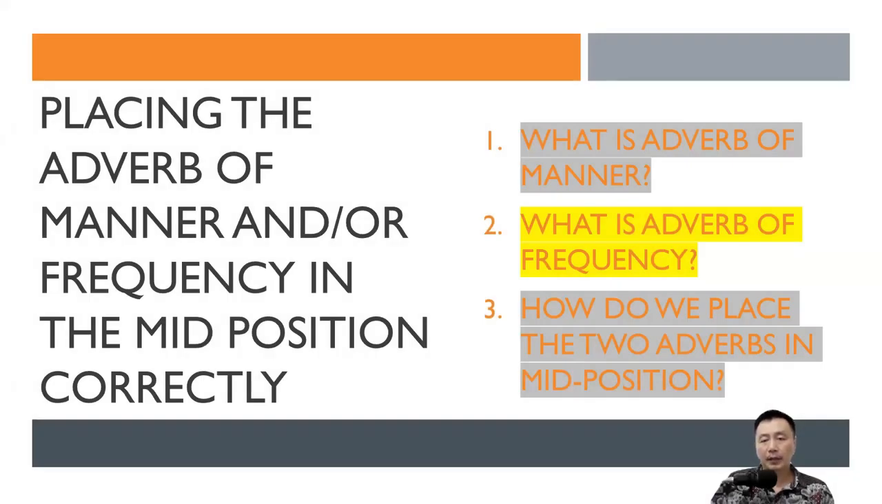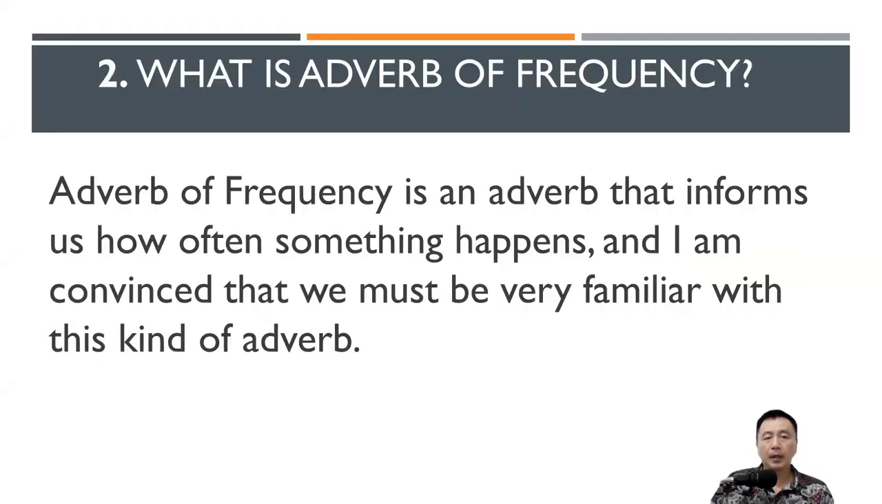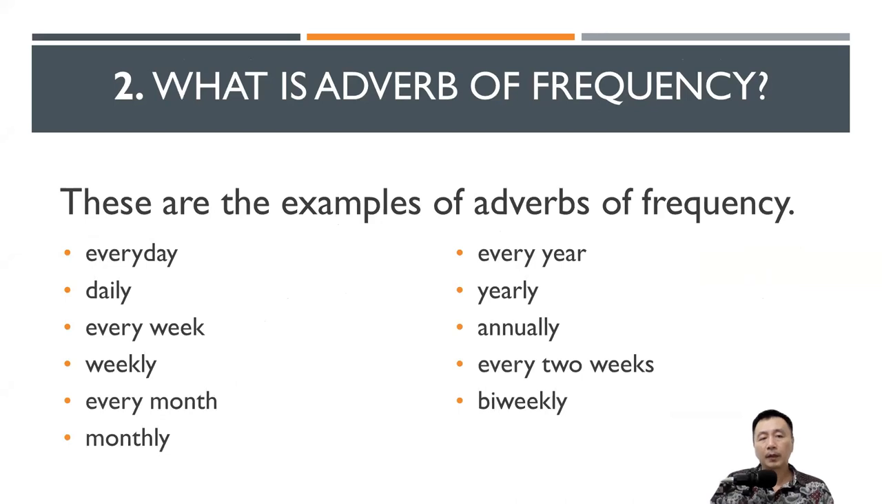Okay, so welcome back. This is our second video, and we are going to address the second question with this adverb of frequency. An adverb of frequency is an adverb that informs us how often something happens. I'm sure that we must be very familiar with this kind of adverb, right? Now, these are the examples.